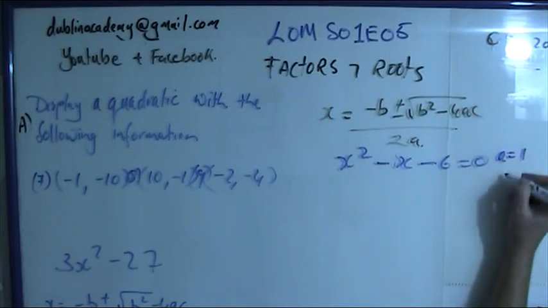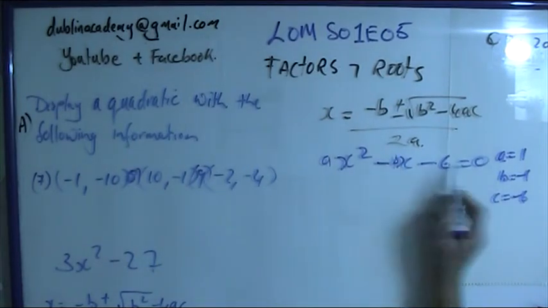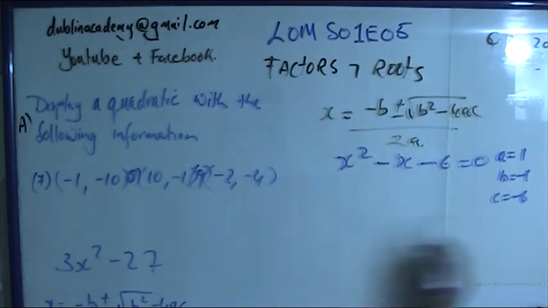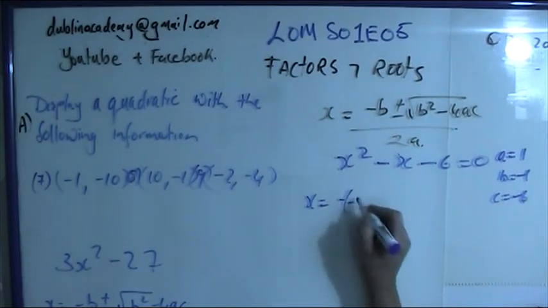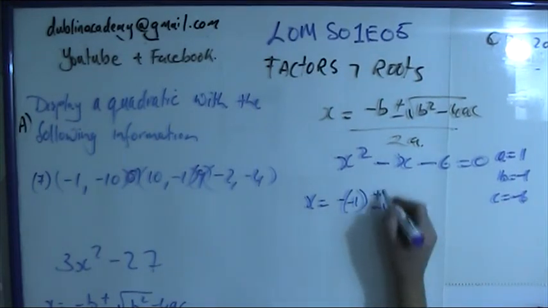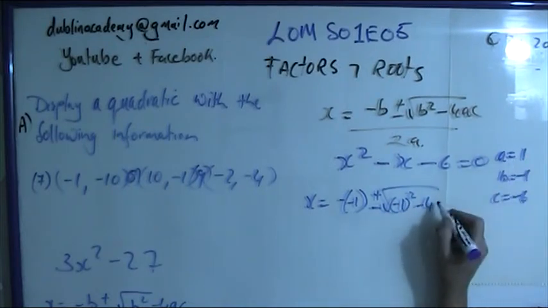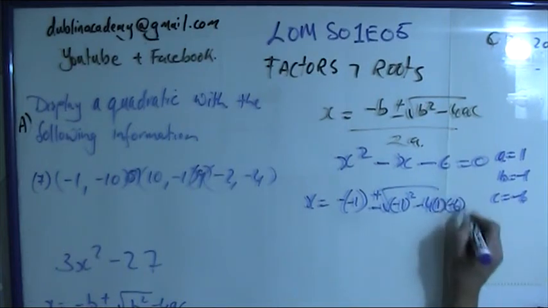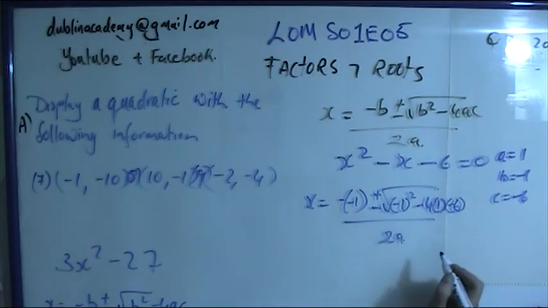A is equal to 1, B is equal to minus 1, and C is equal to minus 6. So this is A, this is B, and this is C. A quadratic comes in that form, we have to just remember that. So we put it into the formula. X is equal to minus B, minus minus 1, plus or minus the square root of B squared minus 4 times A, which is 1, times C, which is minus 6. Now be very careful here. All over 2A.